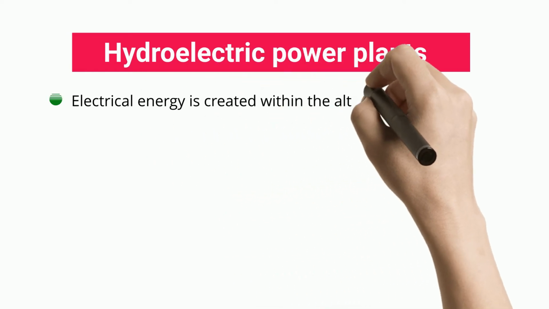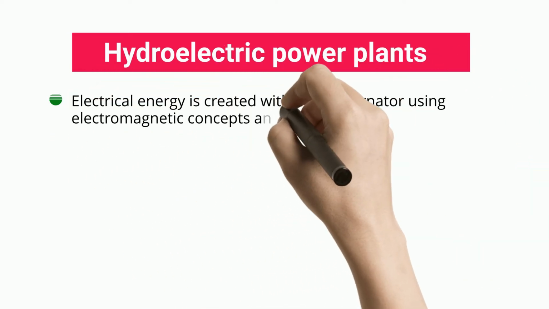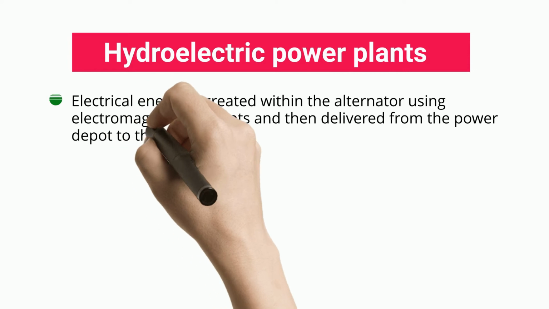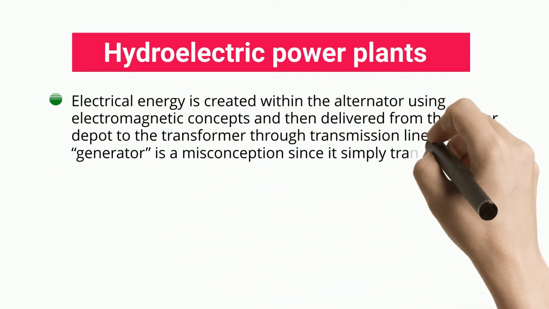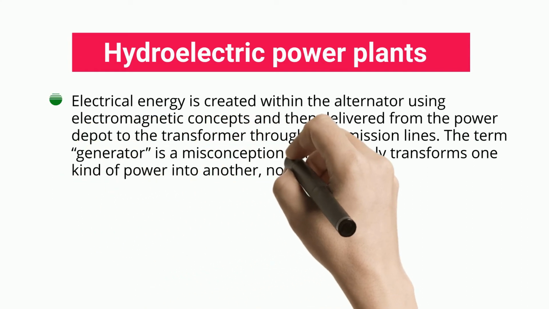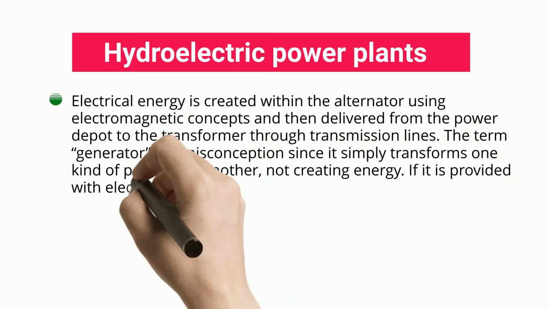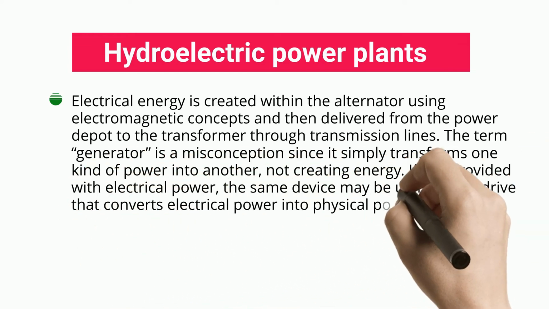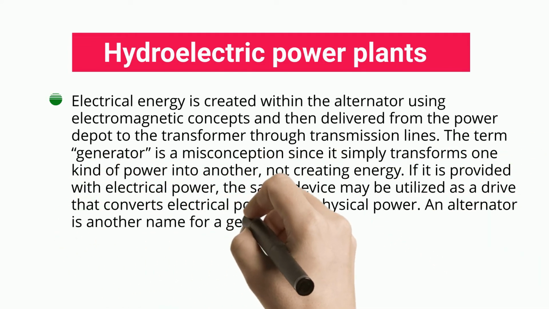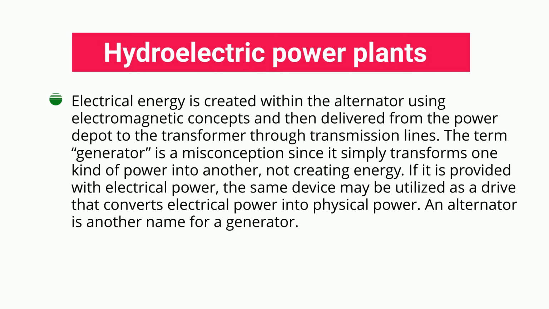Electrical energy is created within the alternator using electromagnetic principles and then delivered from the power station to the transformer through transmission lines. The term generator is a misconception since it simply transforms one kind of power into another, not creating energy. If it is provided with electrical power, the same device may be utilized as a motor that converts electrical power into physical power. An alternator is another name for a generator.